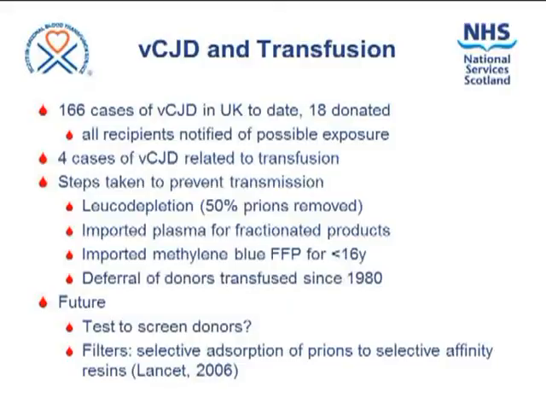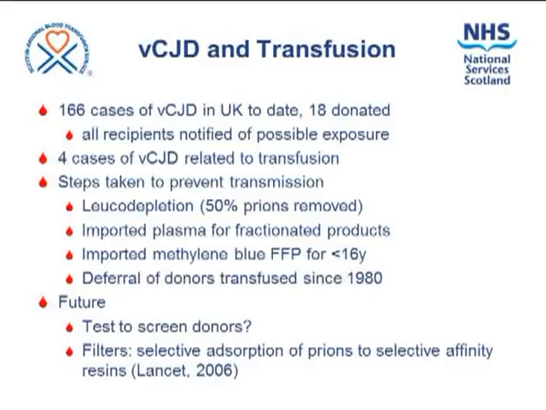New variant CJD, there have been 166 cases of this in the UK to date, and 18 of those have donated. All recipients of donations from these people with variant CJD have been notified of their possible exposure, and there have been 4 cases of patients who have developed CJD which was thought to be related to a transfusion they'd received. The transfusion service have taken a number of steps to try and prevent transmission.